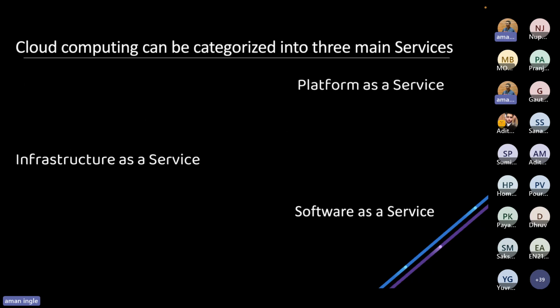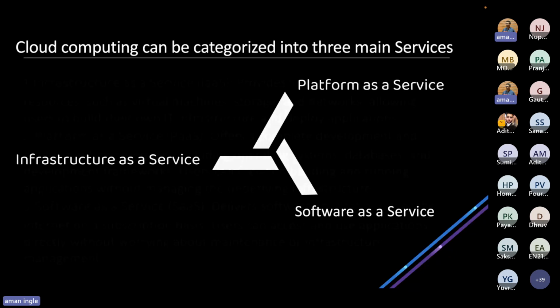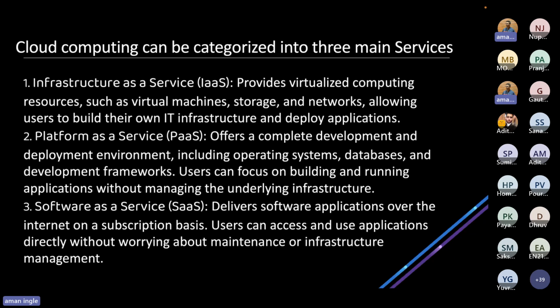So cloud computing provides three main services: platform as a service, infrastructure as a service, and software as a service. So what is infrastructure as a service? It is called IaaS. It provides virtualized computing resources such as virtual machines, storage, and networks, allowing users to build their own IT infrastructure and deploy their applications.